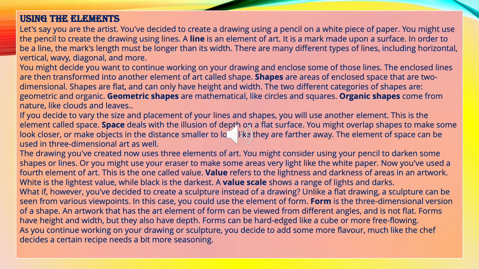Using the elements, a line is a mark made upon a surface. Shapes are areas of enclosed space that are two-dimensional. Then, space deals with the illusion of depth on a flat surface. Value refers to the lightness and darkness of areas in an artwork. Form is the three-dimensional version of a shape.